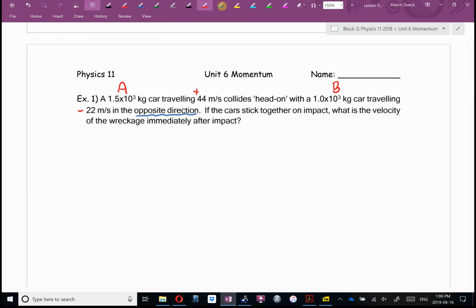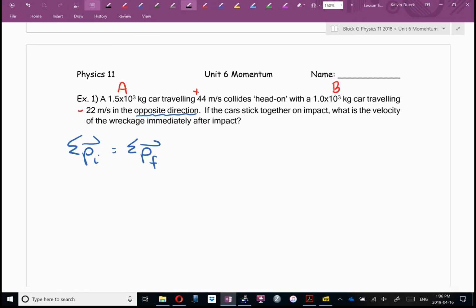Is there a collision? Is there more than one object? This is a job for conservation of momentum. The sum of all the momentum we start with equals the sum of all the momentum we finish with.